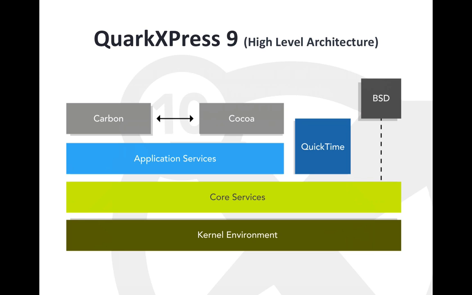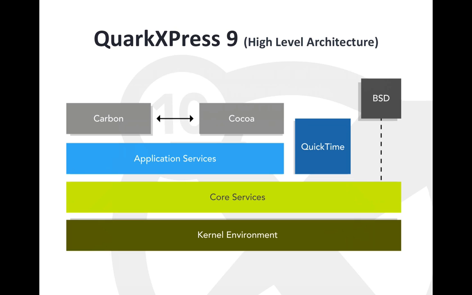Now, these are very high-level architecture diagrams that I'm going to put up. And this just gives you an idea of some of the key components inside QuarkXPress. So in QuarkXPress 9, firstly, it's a Carbon application. Carbon is the previous API that developers use for developing Mac applications. The current API is called Cocoa, and that's also the API that's used for developing iOS apps as well.